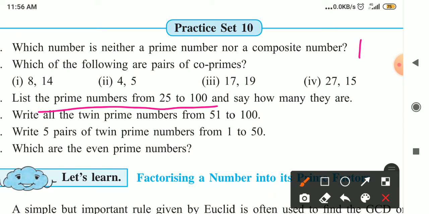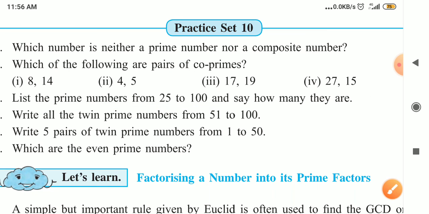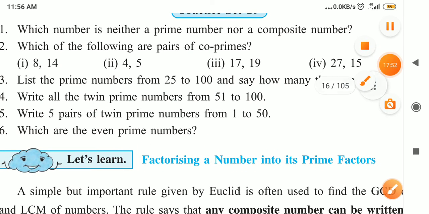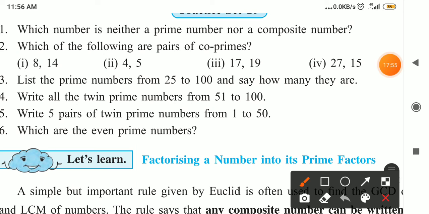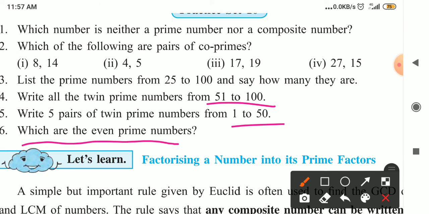List the prime numbers from 1 to 100. I told you to solve this within 1 to 100 only. Then you have to find the twin prime numbers between 51 and 100. How to find them, I told you: find those whose difference is 2. Otherwise watch the video, revise it and watch it again. You have to find 5 pairs of twin prime numbers from 1 to 50, just as I told you. And which are the even prime numbers? Find all the numbers and find out which is the even prime number. If you see here, you will notice that there is only one even number which is prime, that is 2.